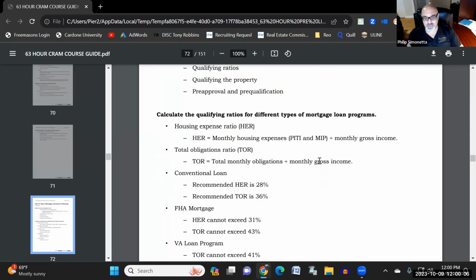The HER is the monthly housing expense, which is the principal, interest, tax, and insurance, and mortgage insurance. And you divide that by the gross income. Total obligation ratio is all the monthly obligations. That would be what the HER is, plus any other obligations, anything on your credit report, student loans, credit cards, car payments. And that would be divided by your monthly gross income.